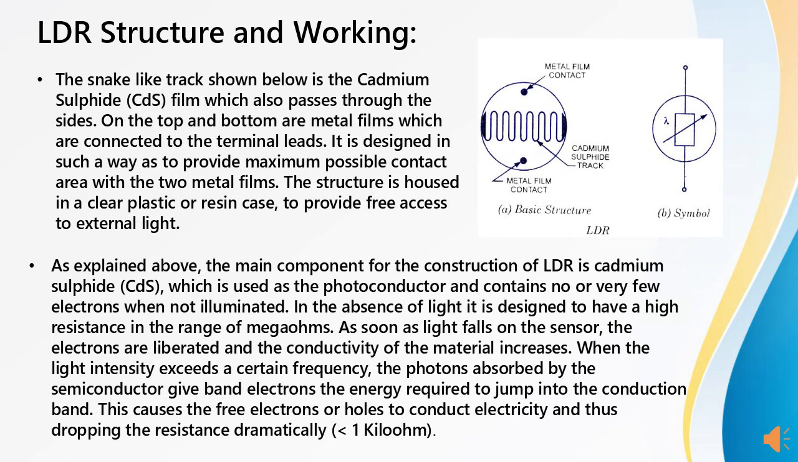As explained above, the main component for the construction of LDR is cadmium sulfide, which is used as a photoconductor and contains no or very few electrons when not illuminated. In the absence of light, it is designed to have a high resistance in the range of megaohms. As soon as light falls on the resistor, the electrons are liberated and the conductivity of the material increases.